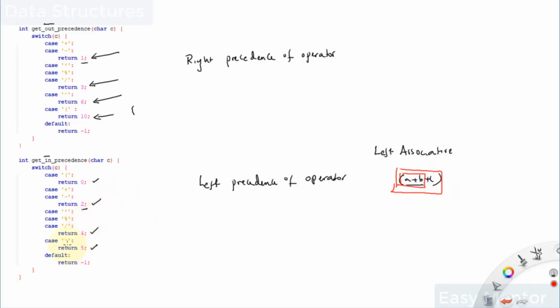In contrast, if you take a look at the out and in precedences of the exponentiation operator, the out precedence of the exponentiation operator is higher than the in precedence. That's because exponentiation is right associative. And if you have an expression of the form a exponentiation b exponentiation c, the right side is evaluated first, and then the left side is evaluated.